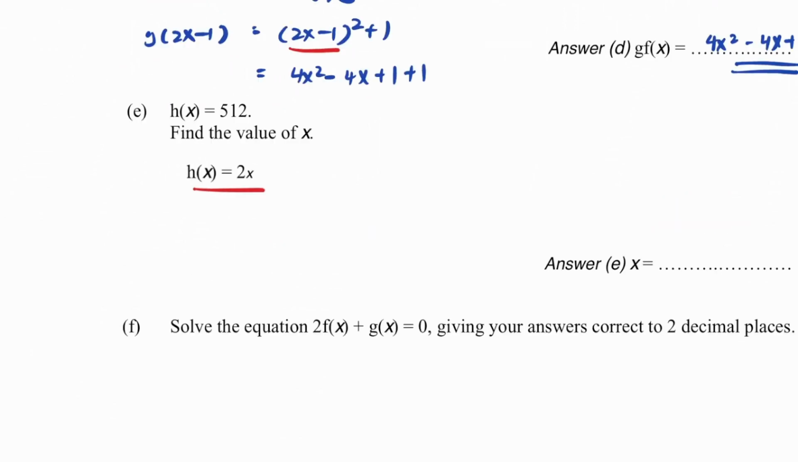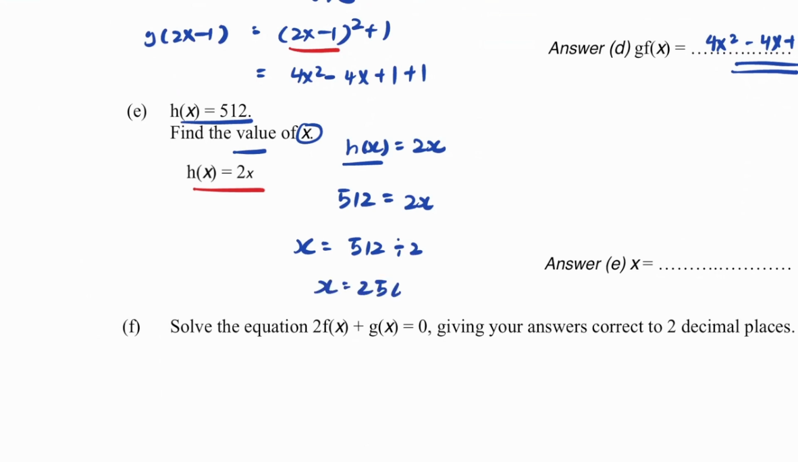Given that h x is equal to 2 to the power of x, what is the value of x when your h x is 512? Just change this to 512, let it be 2 to the power of x. So make x the subject, 512 divided by 2, narrow it down, that should be your answer, which is 256.